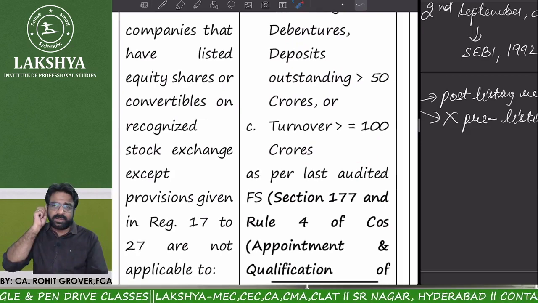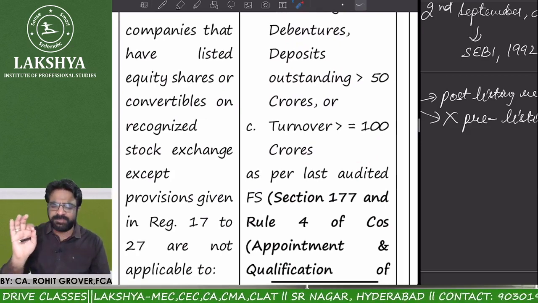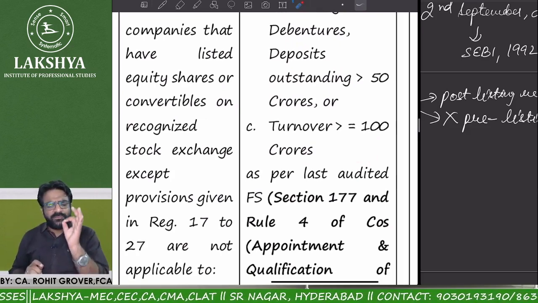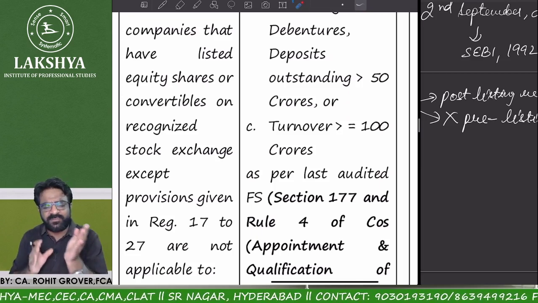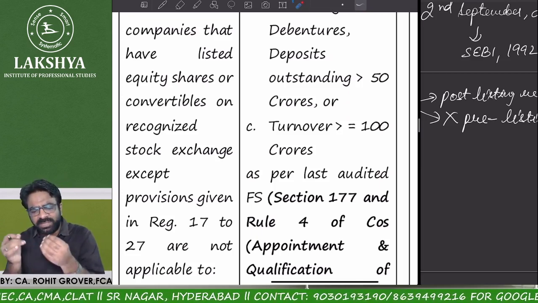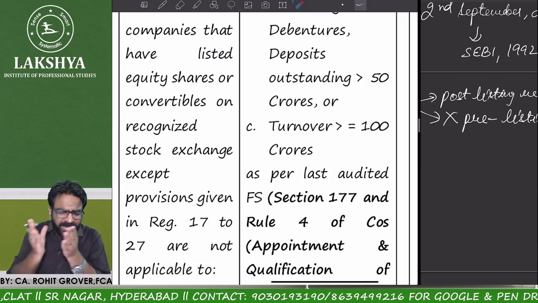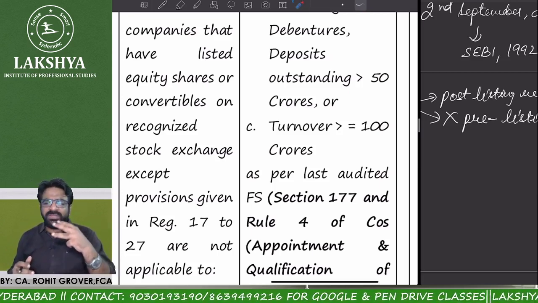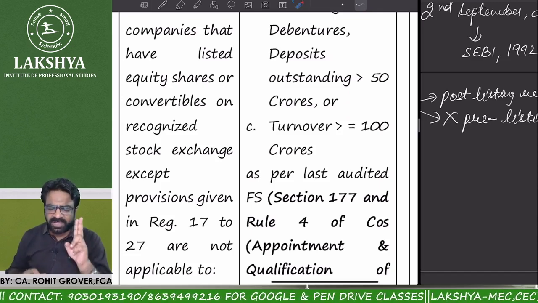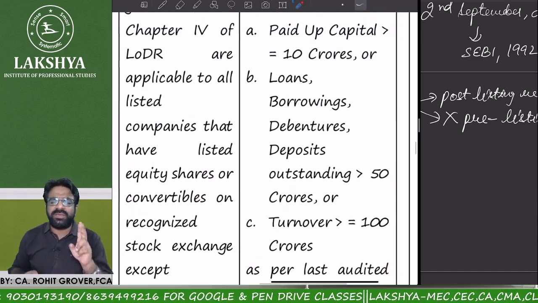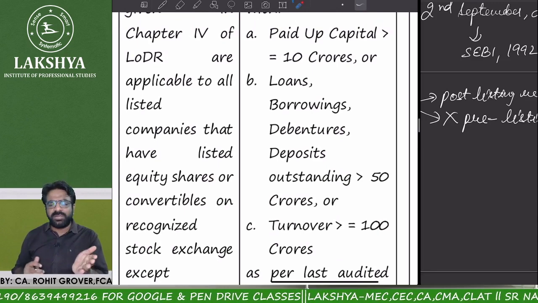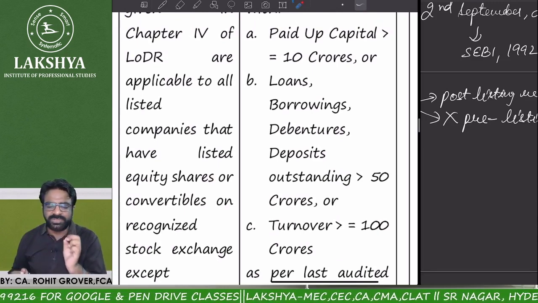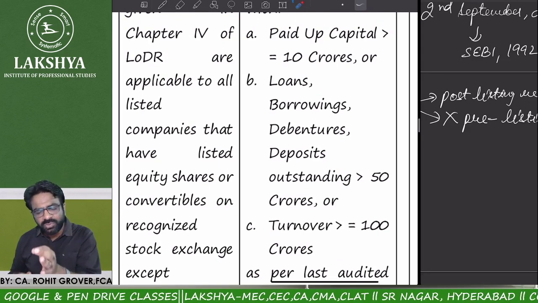Are you getting the point or not? Remember one thing, very simple. If you are a listed company, the Section 177 audit committee is automatically applicable. If you are a public company other than a listed company, it is applicable when any of the three conditions are satisfied. So what are the three conditions? Paid up share capital should be greater than or equal to 10 crores. Outstanding borrowings should be greater than or equal to 50 crores. Turnover should be greater than or equal to 100 crores.